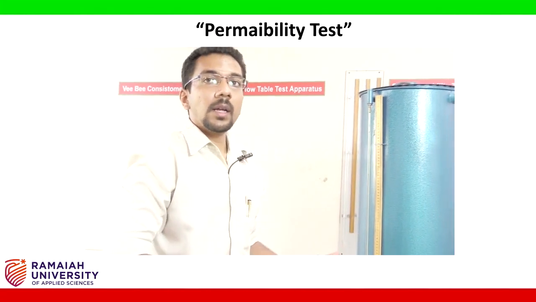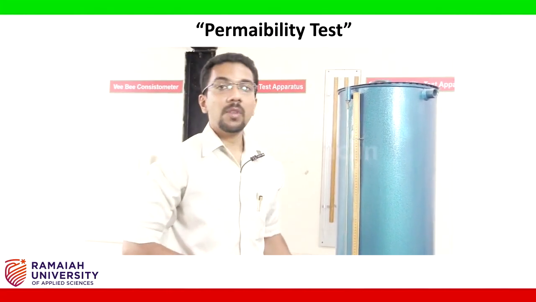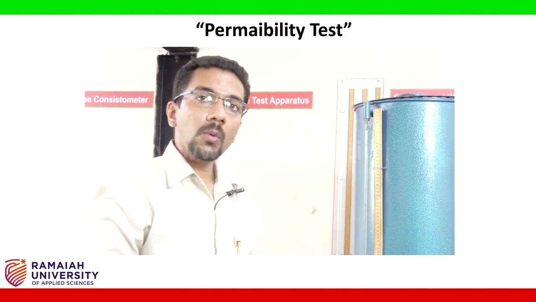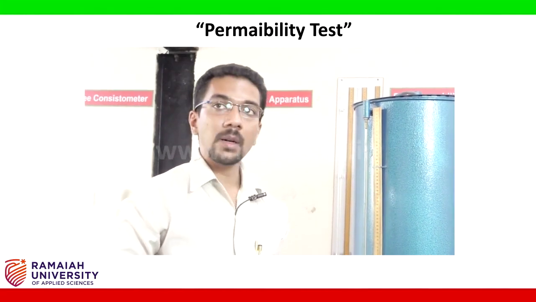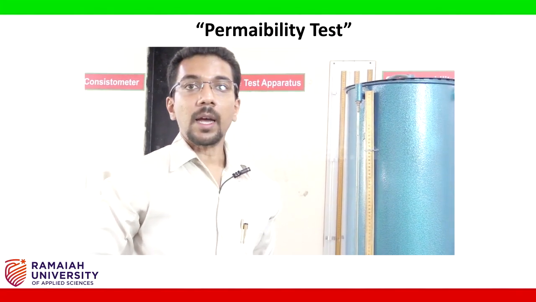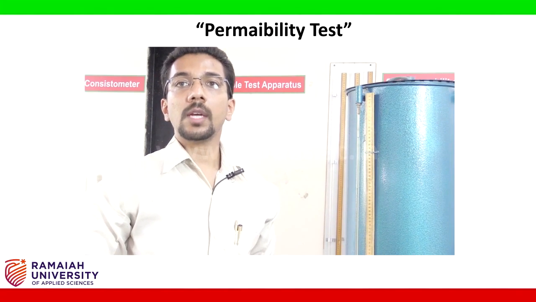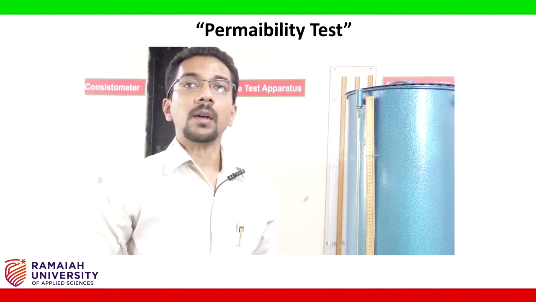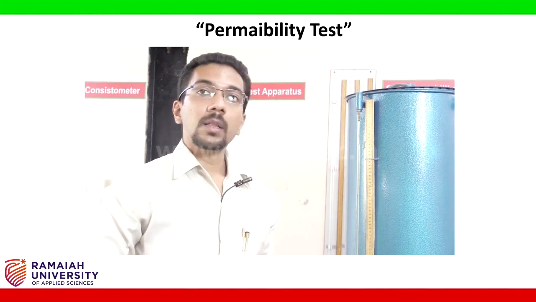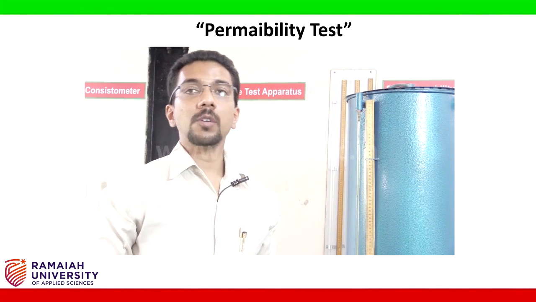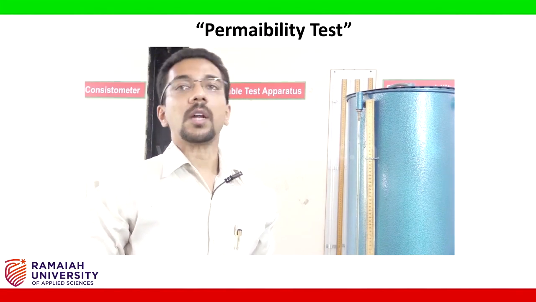Taking this reading a number of times will give you a constant reading in terms of time taken by the water to flow through the specimen and get collected in the measuring cylinder, and making use of this you can do the calculations and find out the coefficient of permeability by this experiment, that is the constant head permeability test setup, to find out the coefficient of permeability for coarse grained soils.